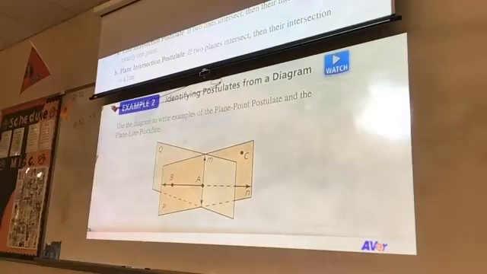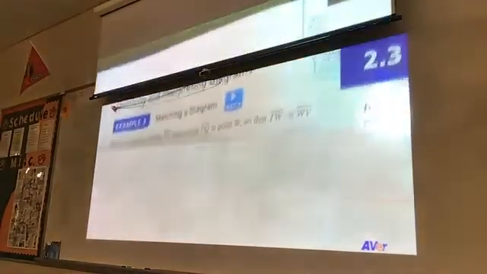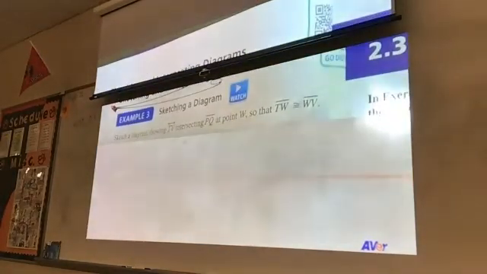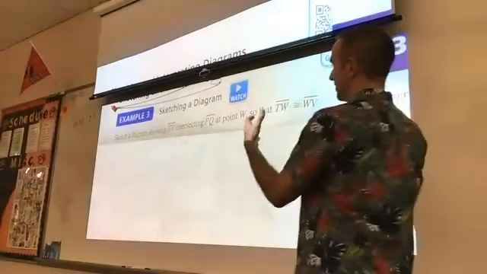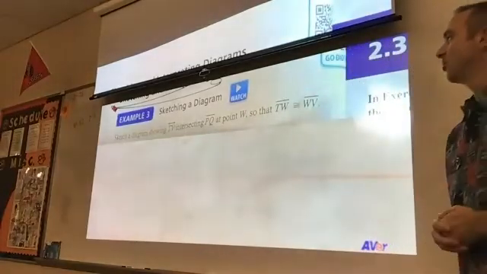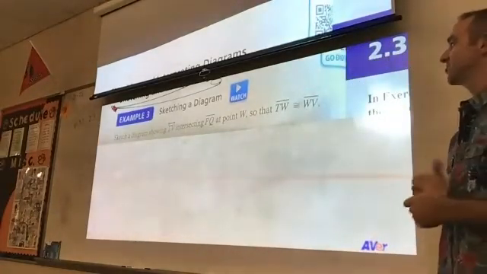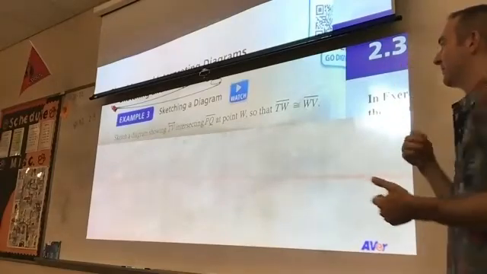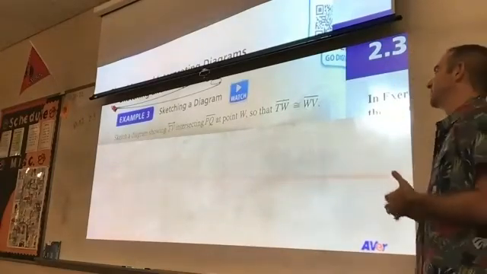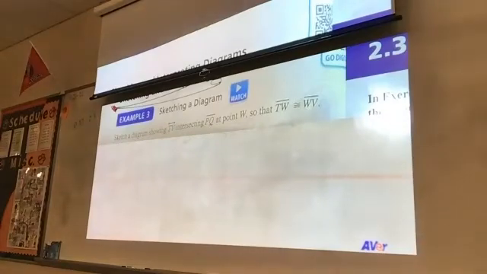And then we're going to do a little bit of drawing today. So here's our direction. I want you to sketch a diagram showing line TV intersecting segment PQ at point W so that TW and WV are congruent. See what you can do. Once you have it drawn, double check and look at all the information there and see if it makes sense.